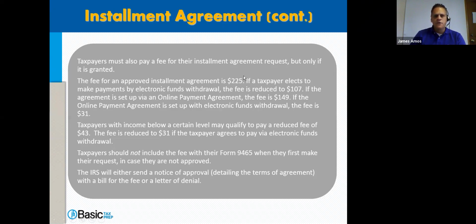But like an approved installment agreement is basically $225. But if it's done by electronic funds withdrawal, which we were just talking about, it's going to be $107. If it's set up by way of the online payment agreement, it's going to be $149. If the online payment agreement is set up with an electronic funds fee, you can see it's only $31. So there's all sorts of different fees. The point is make it as automated as possible, and to make it cheapest, use the automated system and have it automatically withdrawn each month.